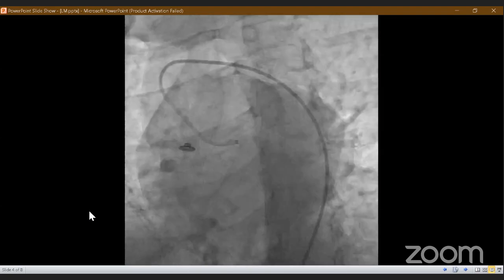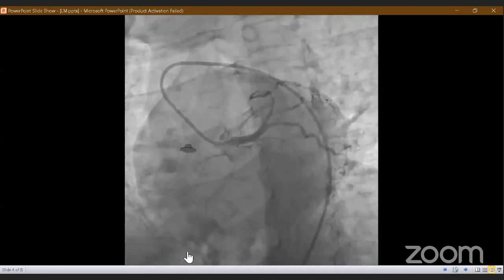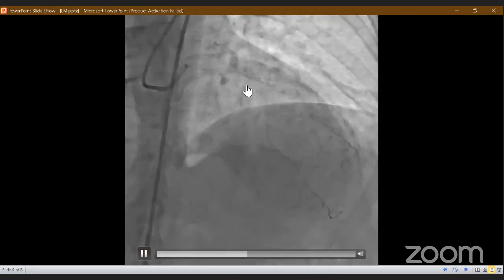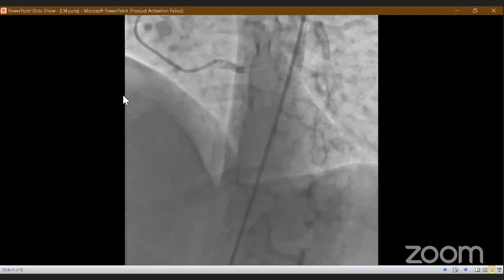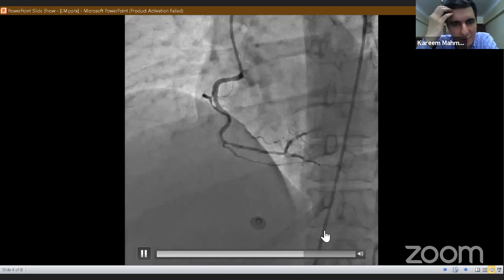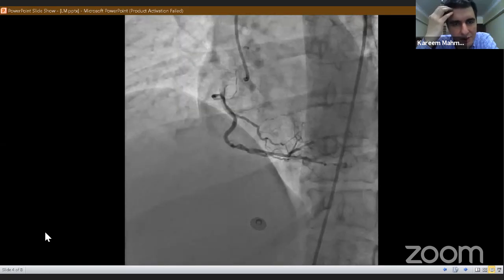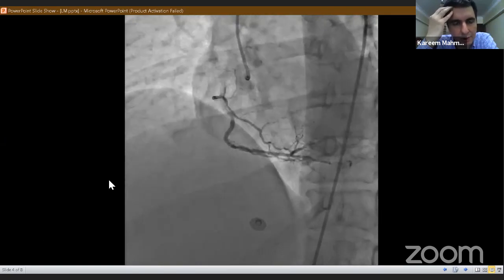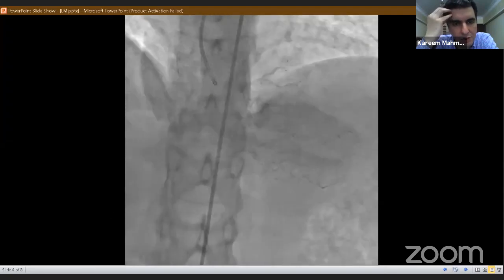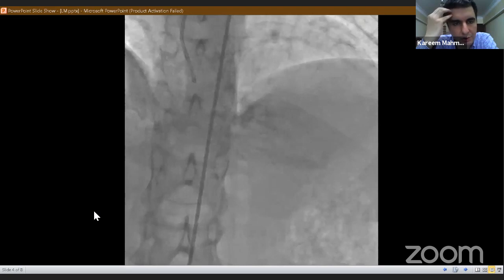It looks like it could be a ramus, yes. And here, this is the right cranial. It doesn't go in the diagonal course, I think. So it's a complex bifurcation lesion also. I think it's Medina 0-1-1. And we have a critical lesion in the mid LAD. So let's see what you have done.